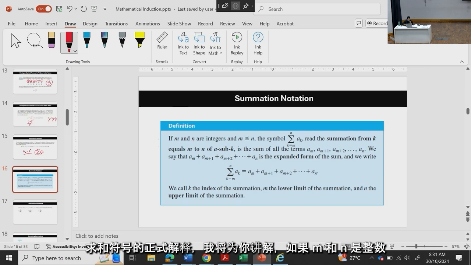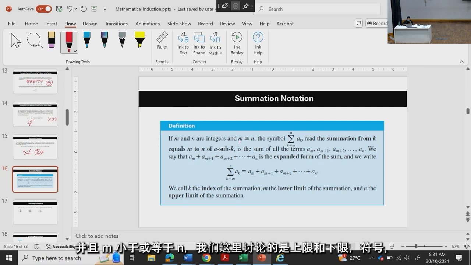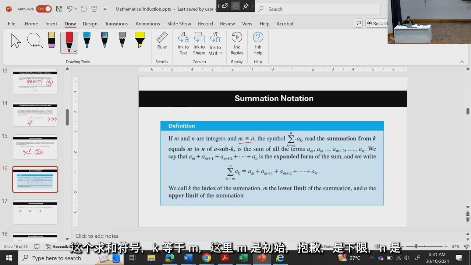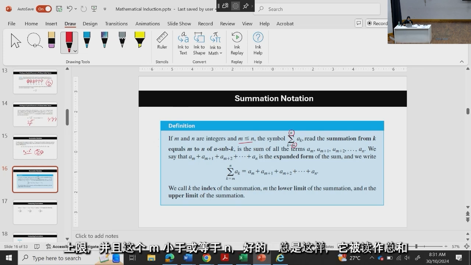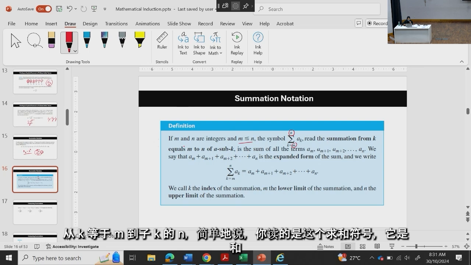If m and n are integers and m is less than or equal to n, we are talking about upper and lower limits here. In this summation notation, k is equal to m, where m is the initial lower limit and n is the upper limit, and m is always less than or equal to n. It is read as the summation from k equals m to n of a sub k. Simply, you are reading this summation notation.